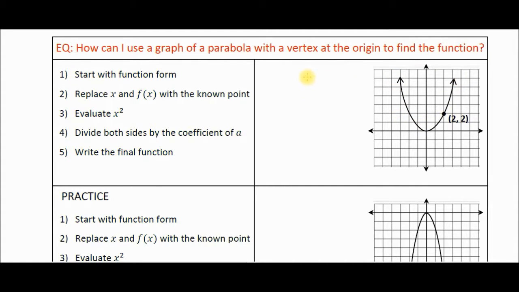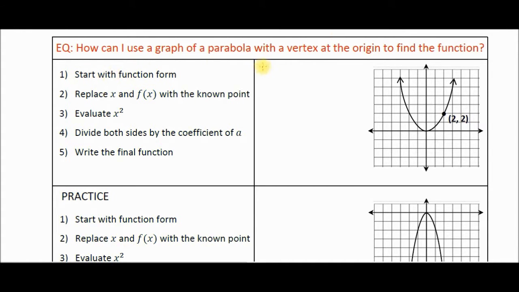This is the simplest way to do it. This is when we know the vertex is at the origin. In a later video, we'll cover parabolas where the vertex is not at the origin. So how can I use a graph of a parabola with a vertex at the origin to find the function? And here are the steps to do this.